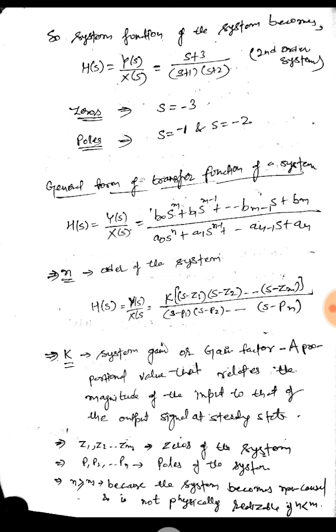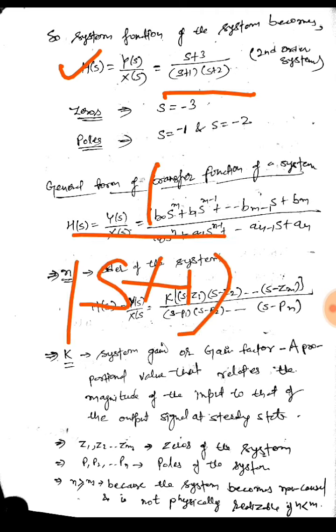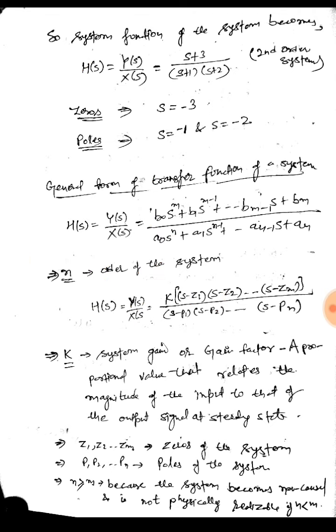So the transfer function would become Ys upon Xs. So this is my transfer function. Since the degree of denominator is 2, so this is a second order system. Okay, if system was of this form, like this 1 upon s plus 1, then it would be a first order system because the degree of s is 1, whereas in this example the power of s in the denominator is 2, so it is a second order system.